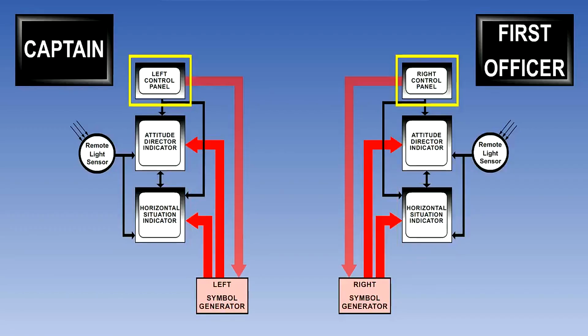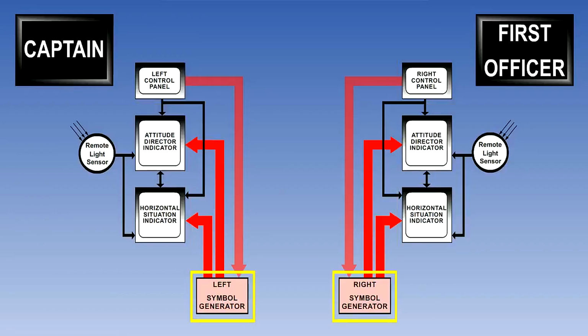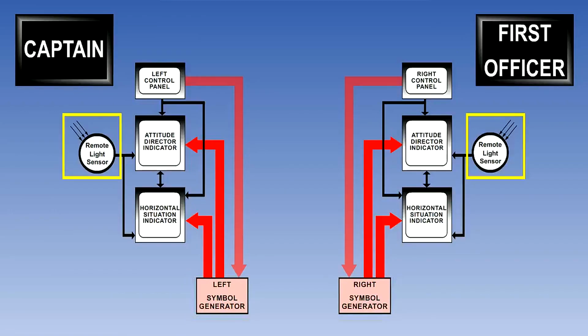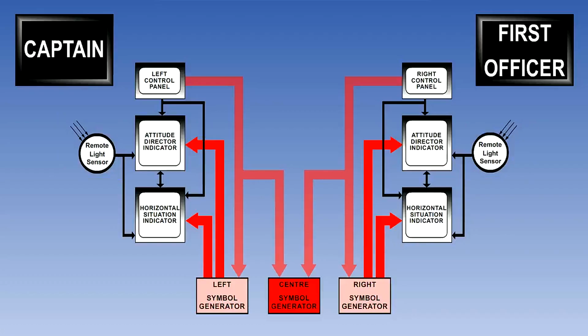Additionally, there is a control panel, a symbol generator, and a remote light sensor unit, which responds to ambient light conditions on the flight deck to automatically adjust the brightness of the screen display. In addition, a third backup symbol generator is incorporated in case a system symbol generator should fail. In this lesson, we are going to look only at the Electronic Attitude Director, or EADI, part of the EFIS system.